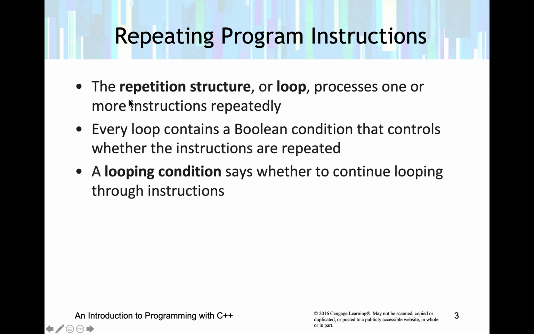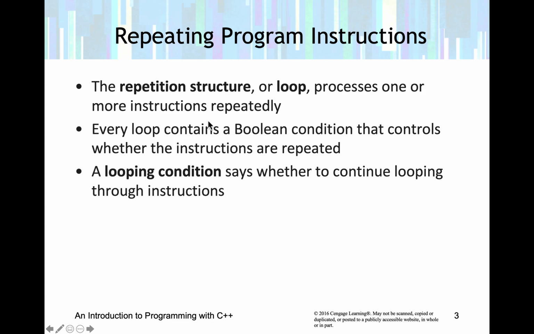So the repetition structure, or sometimes called loops, processes one or more instructions repeatedly. If you start writing a program and you repeat instructions more than once, then you should change that into a loop. Every loop contains a Boolean condition that controls whether the instructions are repeated. This is just like the if statement.